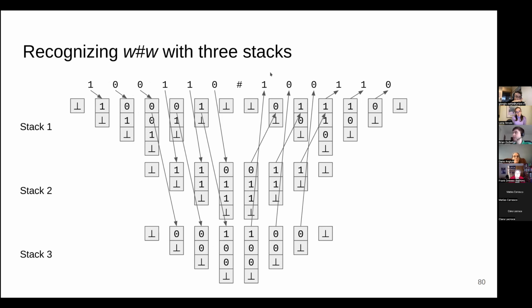And then you reach the second w, and when you read it, you match the first half with symbols popped from stack 3, right? So now that they've been reversed. And then you do a similar thing with the symbols from stack 2. So you do 2 of these reversals using these multiple stacks.